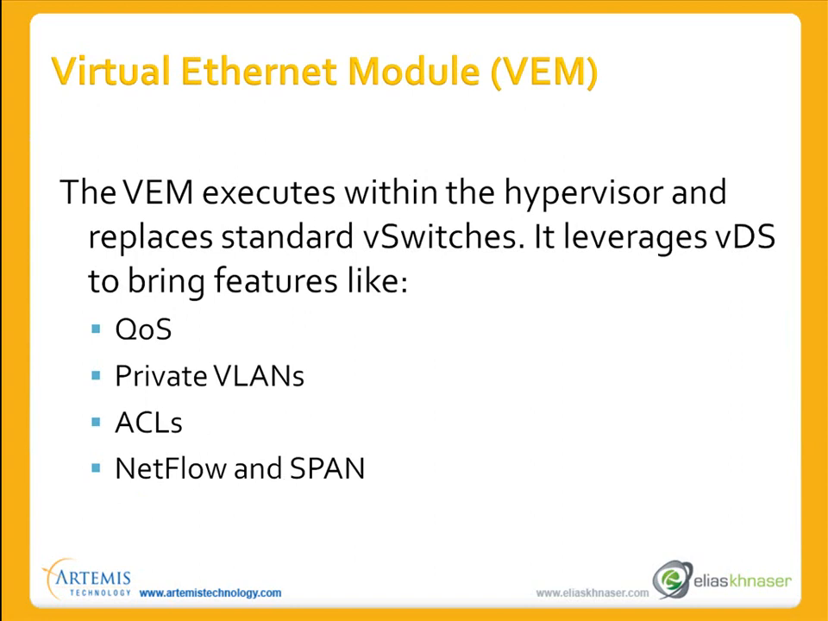So if we move on to the virtual Ethernet module a little bit, what the virtual Ethernet module represents is it's going to replace the standard virtual switches on every ESX host. So what happens is once you start using the Cisco Nexus 1000V, the VEM is going to replace the virtual standard switch on every ESX host. You make all your configuration on the VSM or the virtual supervisor module, and that in turn will automatically replicate all the changes to all the VEMs on every one of the hosts.